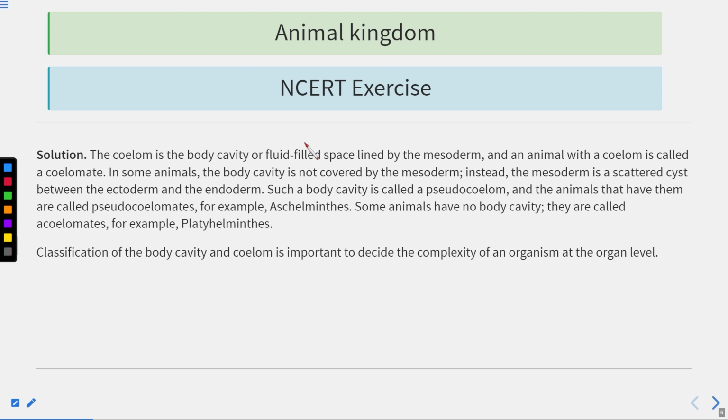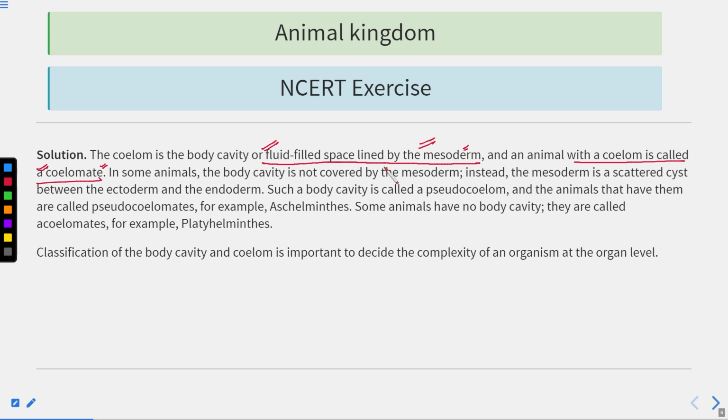The coelom is the body cavity, a fluid-filled space lined by the mesoderm. Very, very important thing: it is lined by the mesoderm, right? And it is generally filled with fluid. So that is why it is called a fluid-filled space lined by the mesoderm. And an animal with coelom is called a coelomate. All those organisms that have this true coelom, meaning their coelom is lined by the mesoderm and filled with fluid, are called coelomates, right?